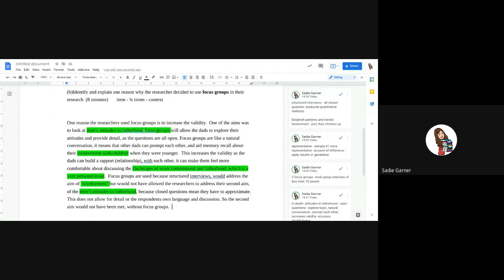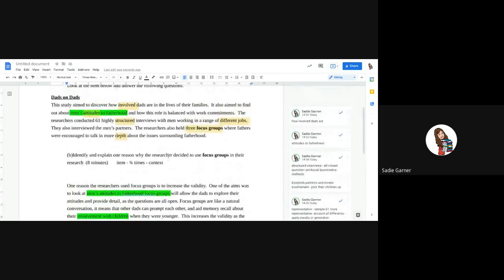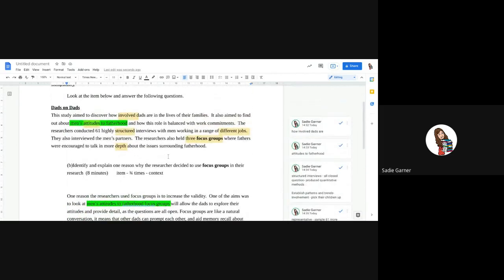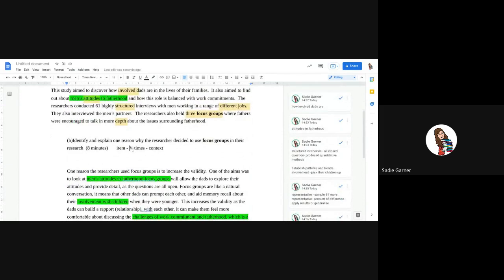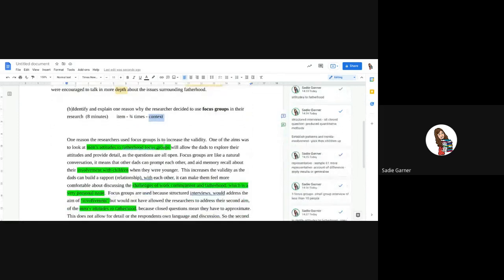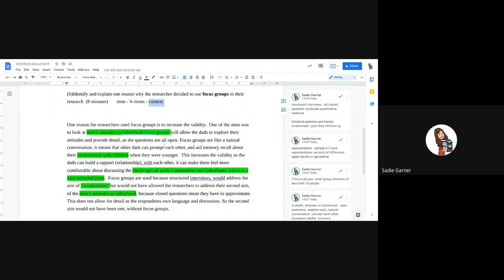So that's the answer. You can see in the green, I've tried to highlight where I've referenced the item. As I say, we aim for 3 to 4 here to try and provide some context, and specifically why they would have done a focus group interview with these dads rather than just sticking with the structured interviews.